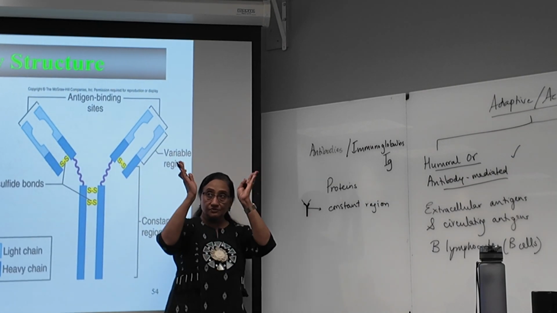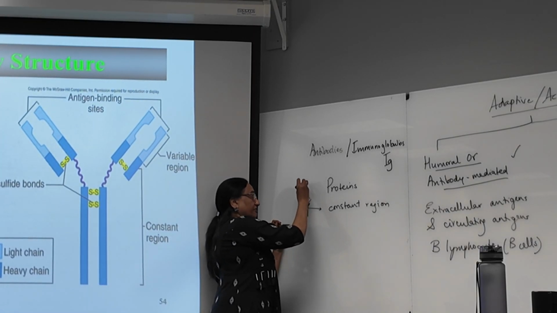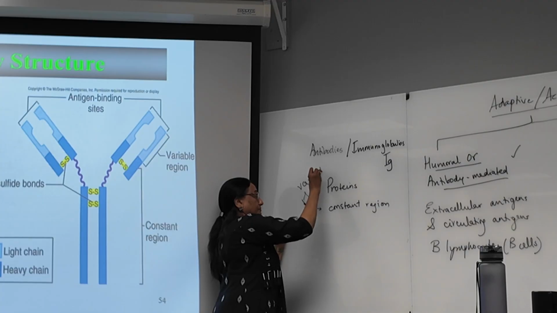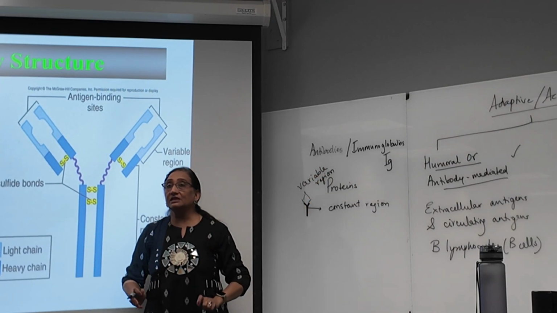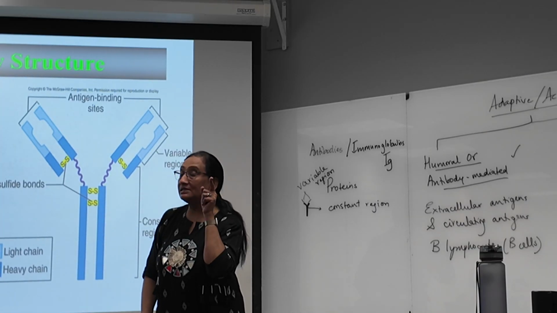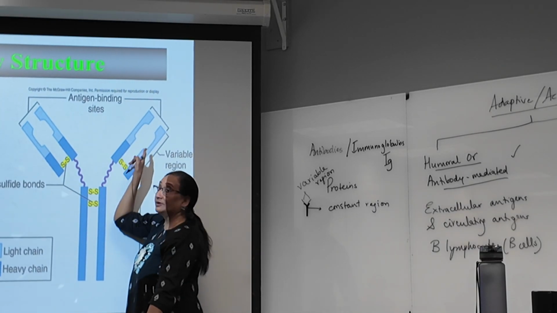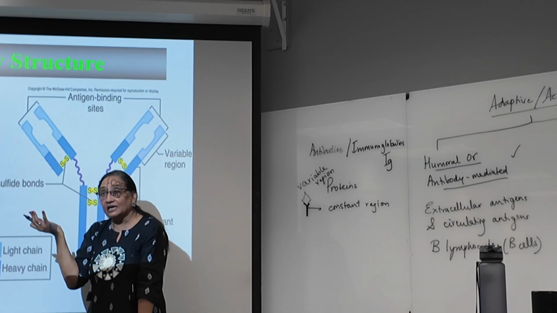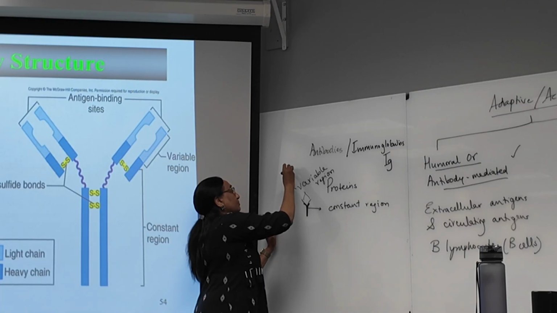Now the arms of the Y, the upper portion of the arms of the Y, this is called the variable region. The variable region is what will bind to the antigen. So this will be different for every antibody, because it's going to bind to a different antigen. So the variable region is the antigen binding site.